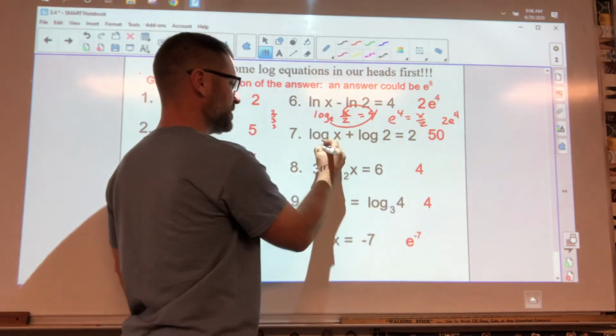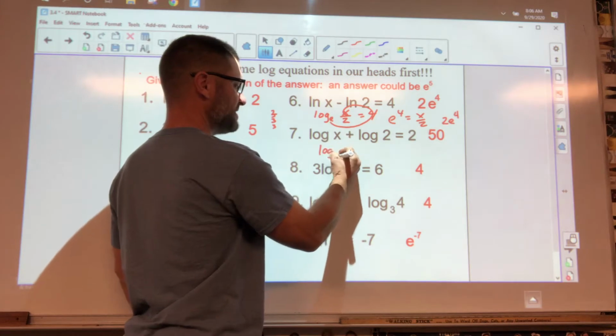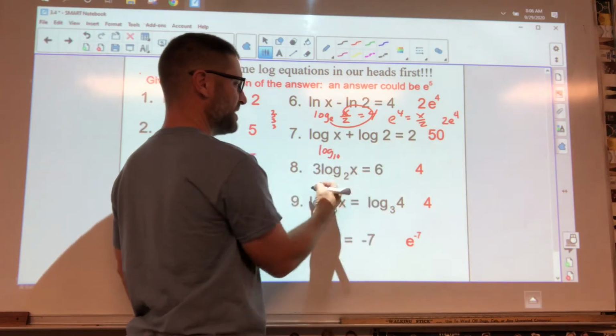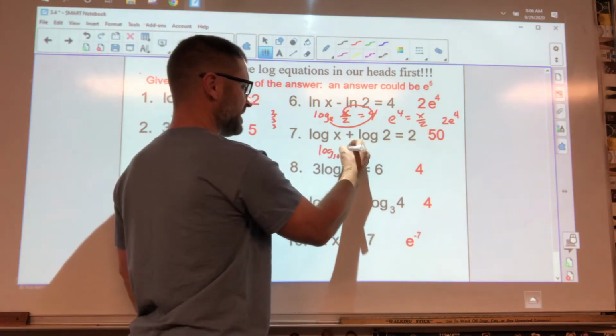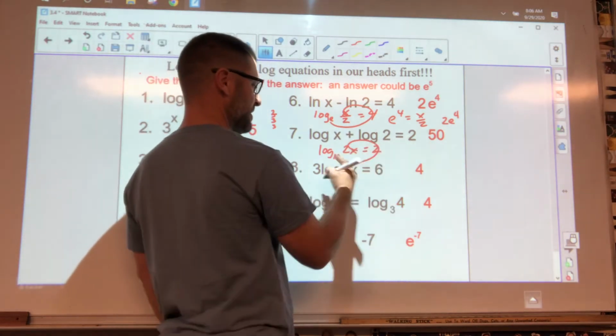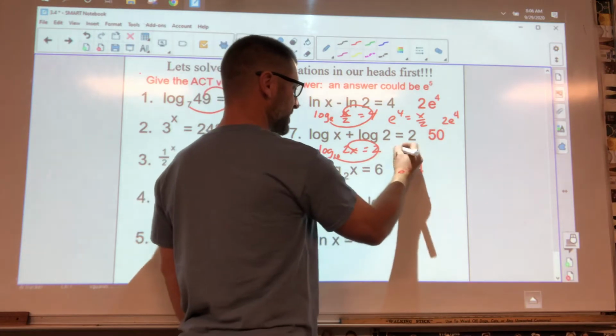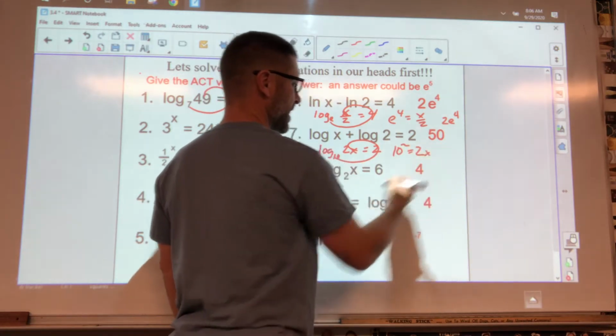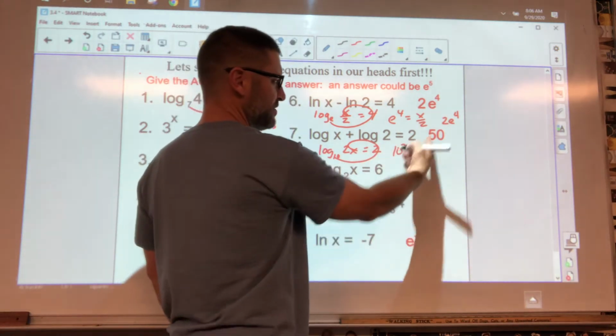Again, I'm going to condense, make it log base 10. Log with no base is log base 10. Plus means times, so log of 2x equals 2. I'll pigtail it. 10 to the second equals 2x, and that's 100 divided by 2, which is 50.